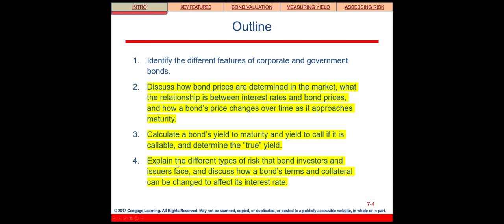And then the last learning goal is to explain the different types of risk that bond investors and issuers face, and discuss how a bond's terms and collateral can be changed to affect its interest rates.